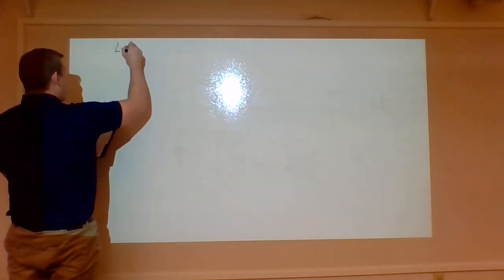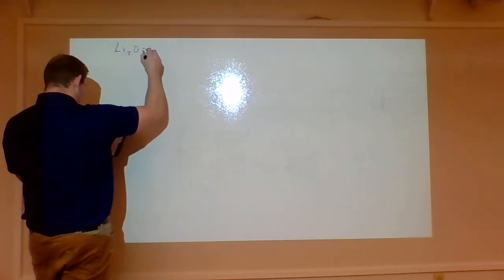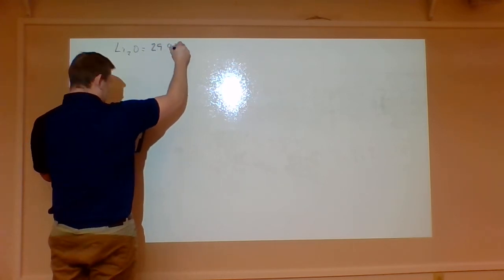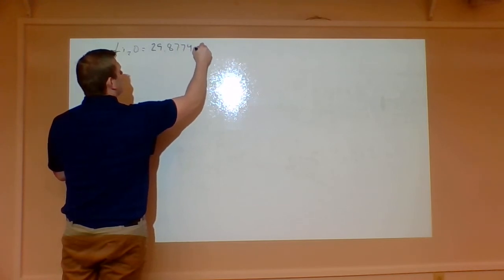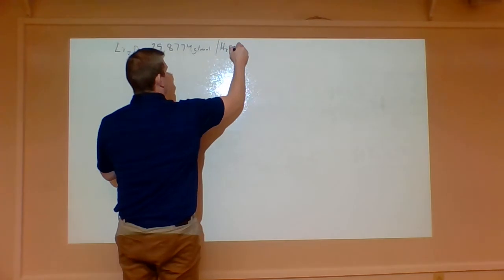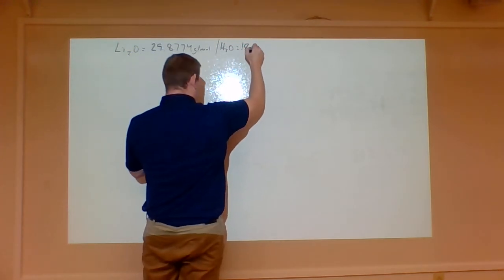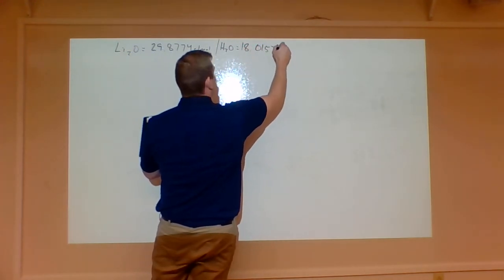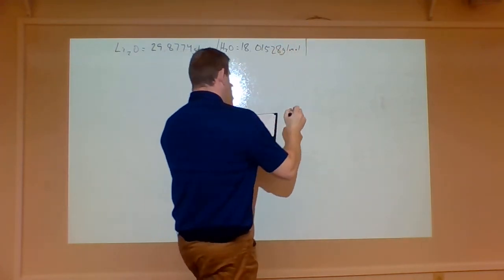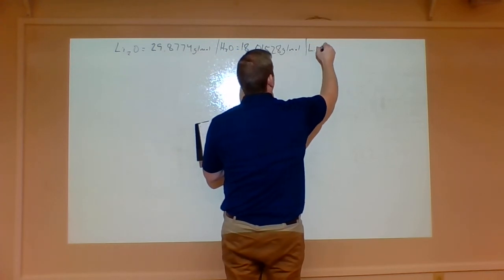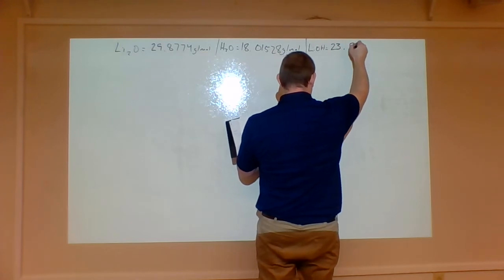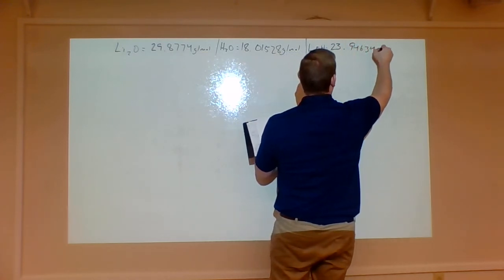So for Li2O, it's going to have a molecular weight of 29.8774 grams per mole. For H2O, we have a value of 18.01528 grams per mole. And for LiOH, we have a molecular weight of 23.94634 grams per mole.